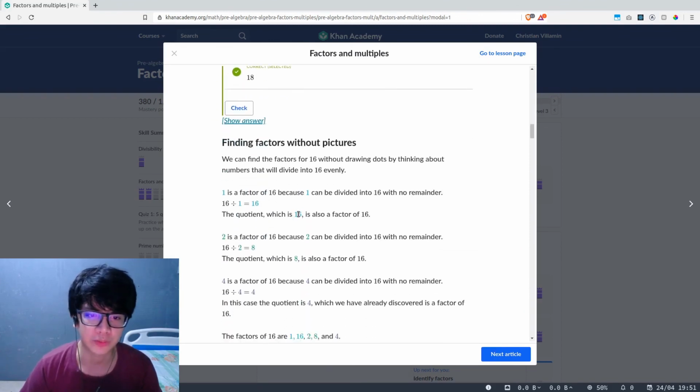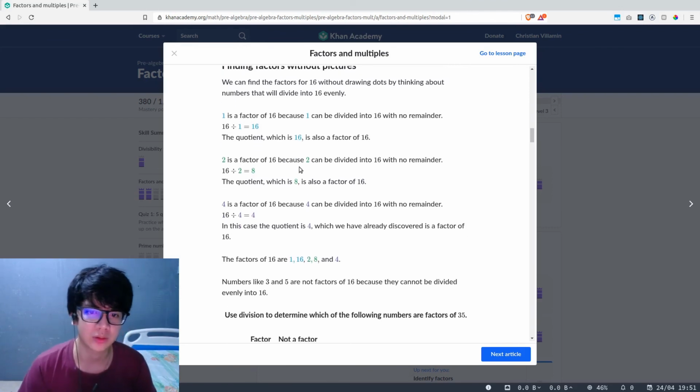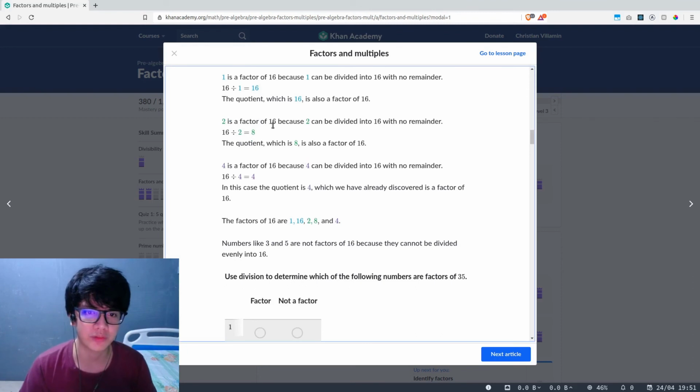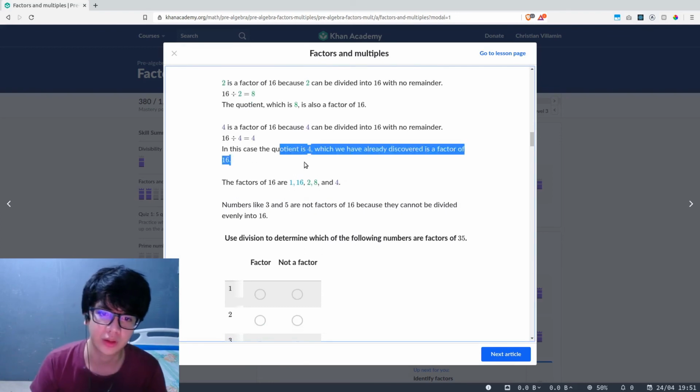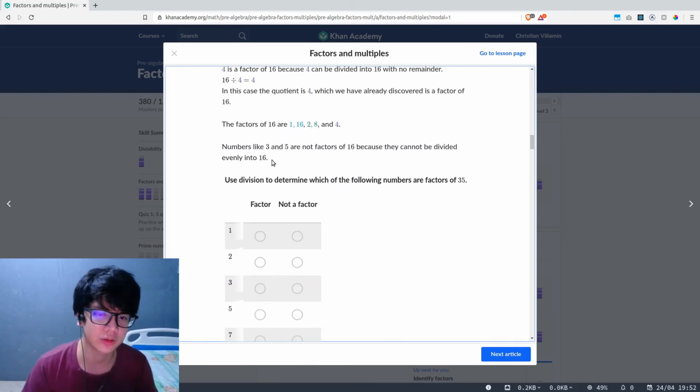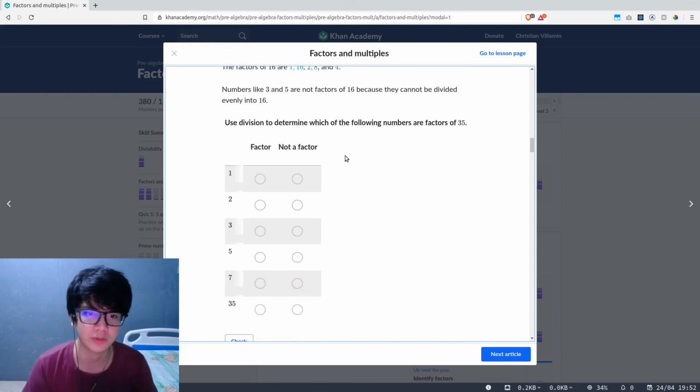Finding factors without pictures. We can find the factors of 16 without drawing dots by thinking of numbers that will divide into 16 evenly. 1 is a factor of 16 because 1 can be divided into 16 evenly. 2 is a factor of 16 because 2 can be divided. 4 is a factor of 16 because 4 can be divided. Numbers like 3 or 5 are not because they cannot be evenly divided.